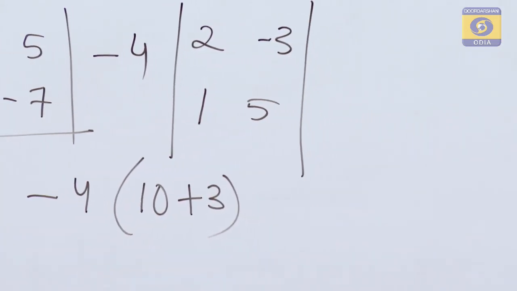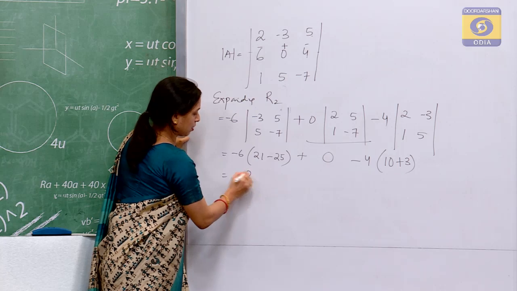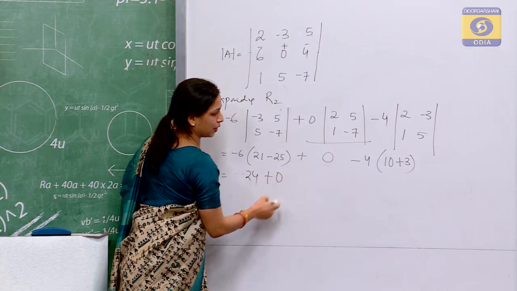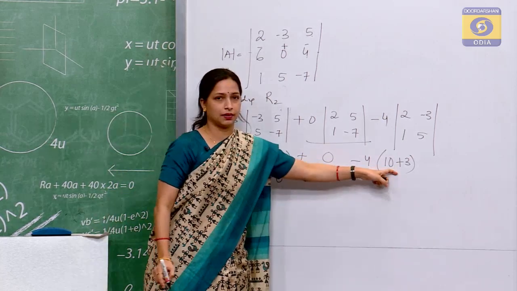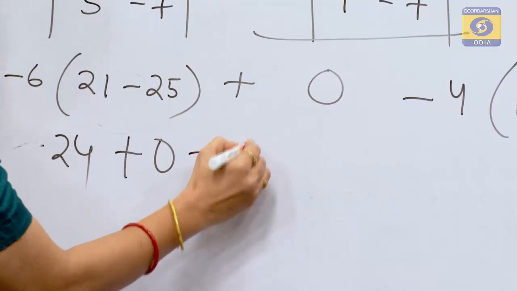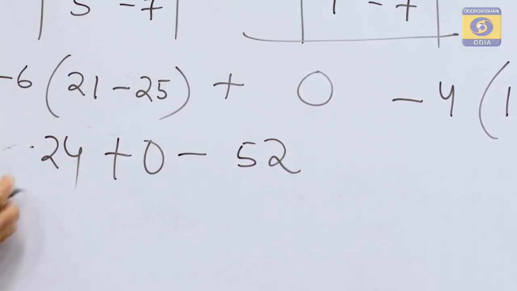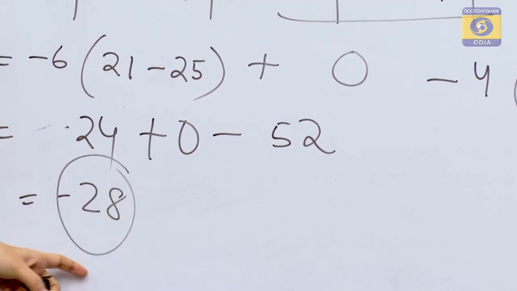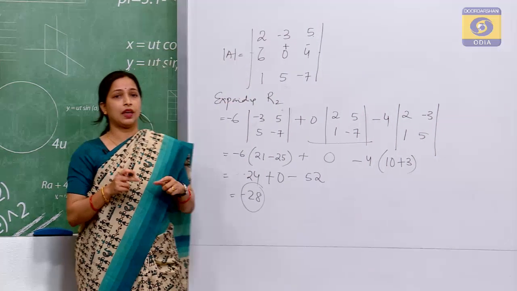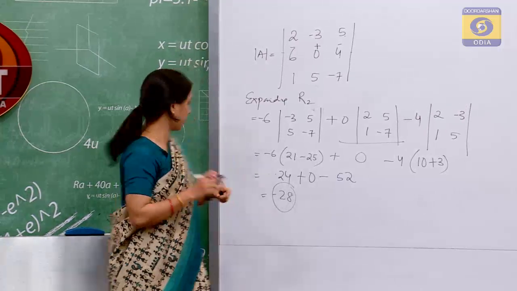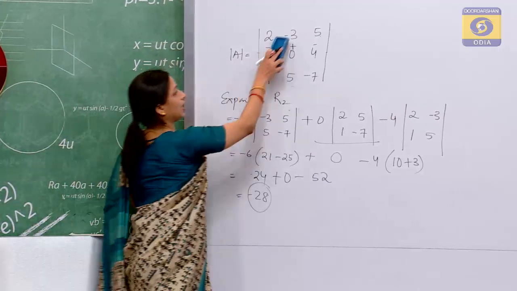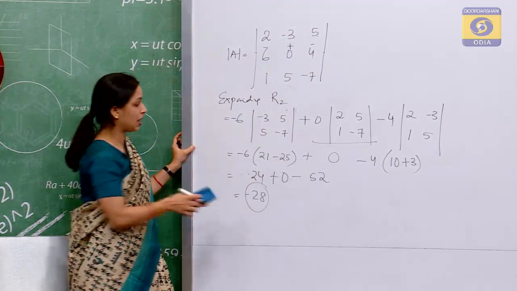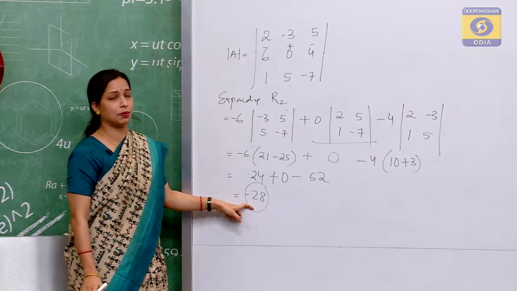So, here we get minus 6 into minus 4, that is 24, right, plus 0, and here we get minus 4 into 13, that is 52. So, we get minus 52. So, the resultant is minus 28. So, this is the value of this determinant. Now, if we use the property, it says that if we interchange the rows into columns or the columns into rows, the value will remain unchanged. Now, you remember the determinant value has come to minus 28.